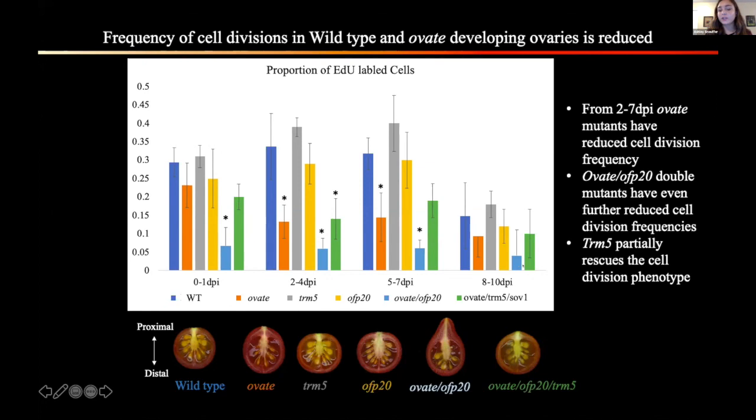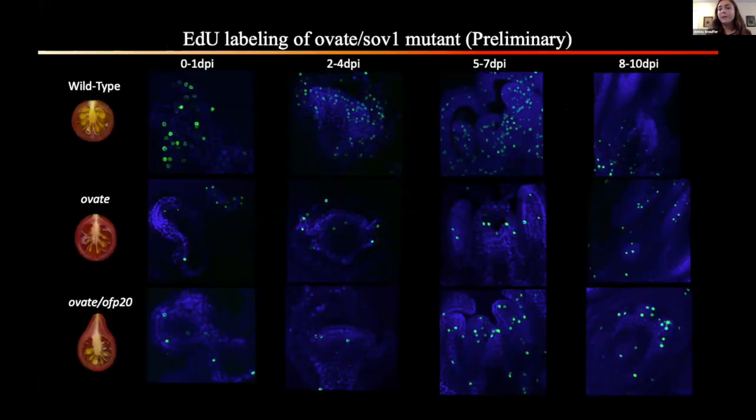At later stages, cell division is reduced in all of the mutants, so there's no really significant difference in the mutants at that stage. But at these very early stages where the carpel is starting to initiate and just starting to elongate, there does seem to be a reduction in cell division frequencies. And I'm going to illustrate this here visually with some images.